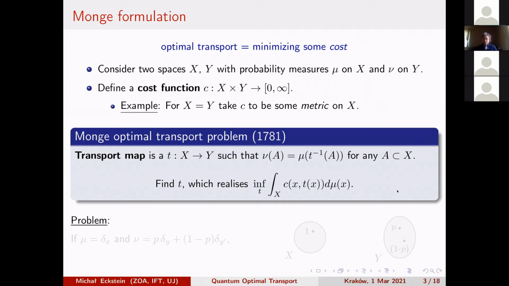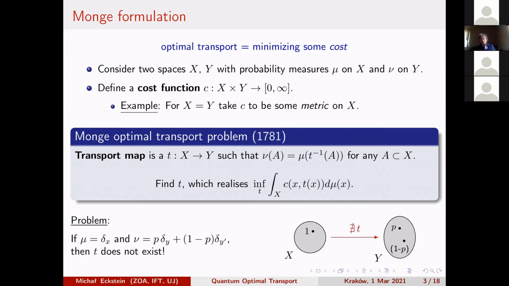However, there is a problem here because suppose you have a measure which is just a single Dirac delta, and your final measure consists of two Dirac deltas. So imagine you just have a single grain of sand, and you need to make 2 grains of sand out of it at different places. Well, a grain of sand is not divisible, at least not, let's say, classically. So there is no transport plan which can solve this problem.